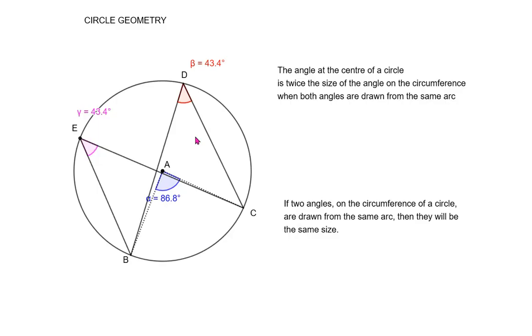So there are the first two of the circle geometry theorems, or circle geometry angle facts, that you need to know. Hopefully this makes sense to you. You need to take notes of these two particular types of angle facts. The first one said that the angle at the center, the blue angle over here, is twice the size of the angle on the circumference, the angle at D, provided that both of those angles are drawn from the same arc, this arc BC.